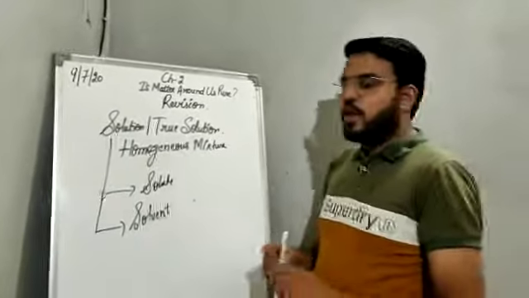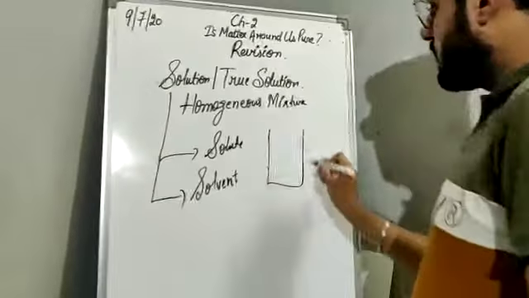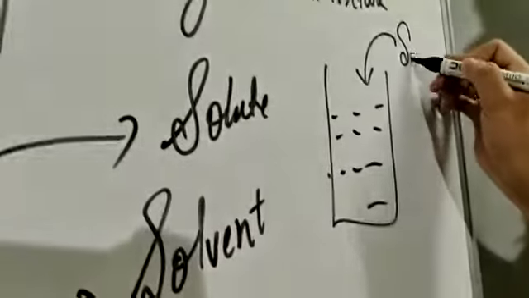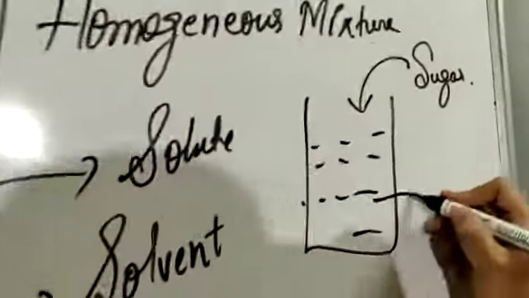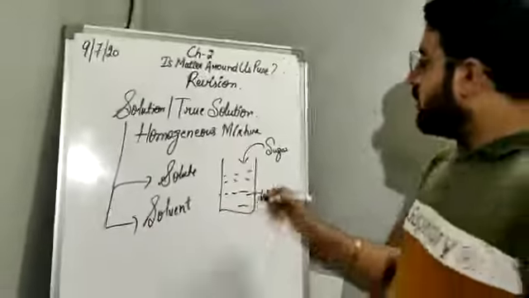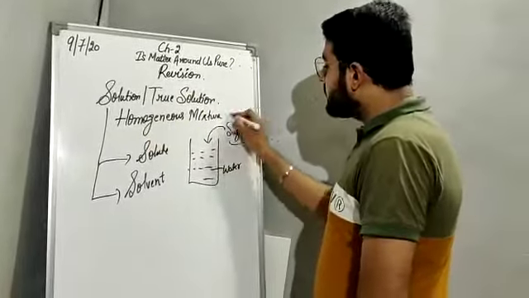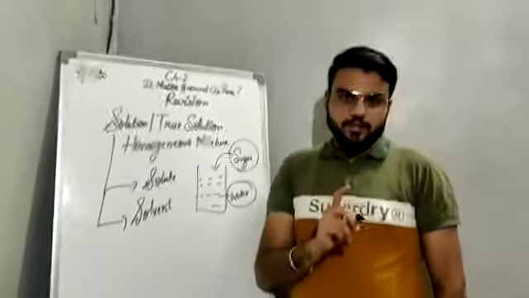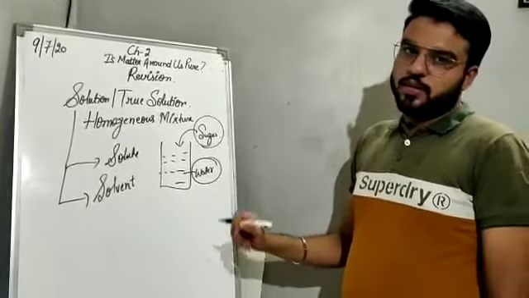So if we again take the example of sugar solution, we have taken water and we have added sugar. Now we dissolve the sugar. So in this type of solution, which is a homogeneous true solution, sugar is the solute and water is the solvent.